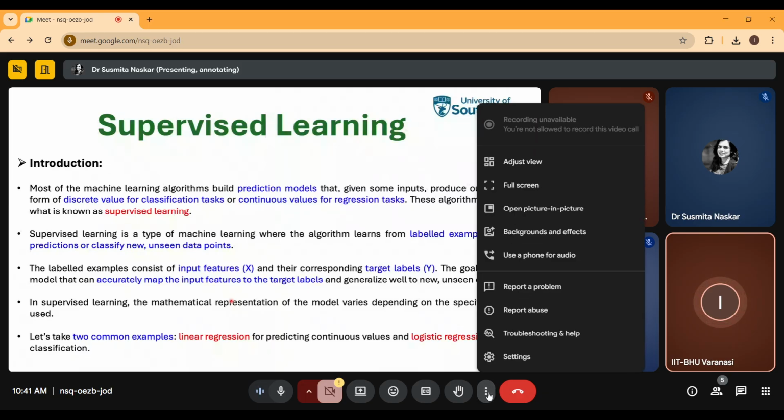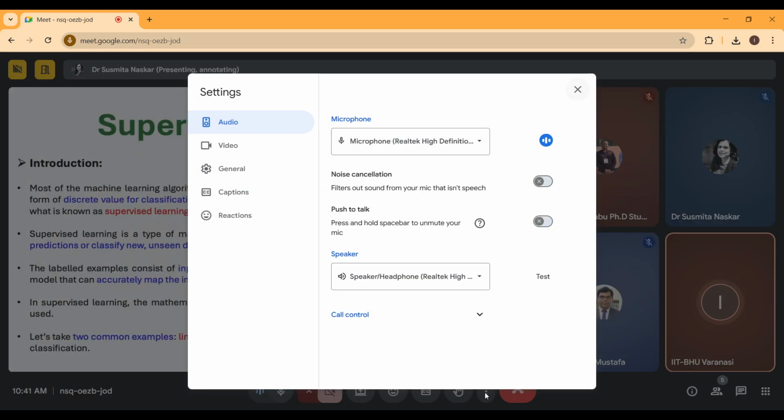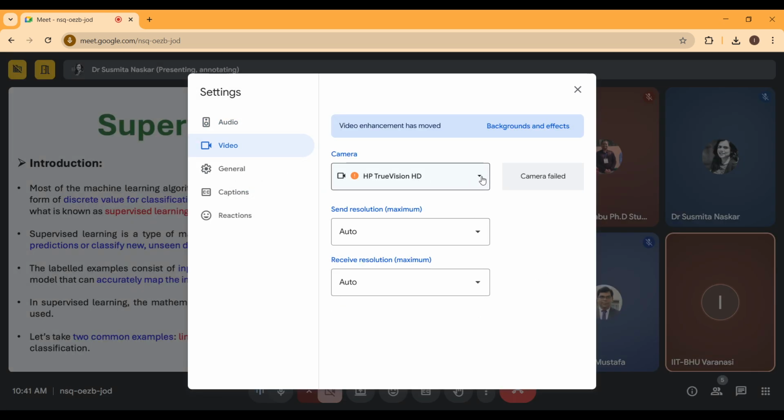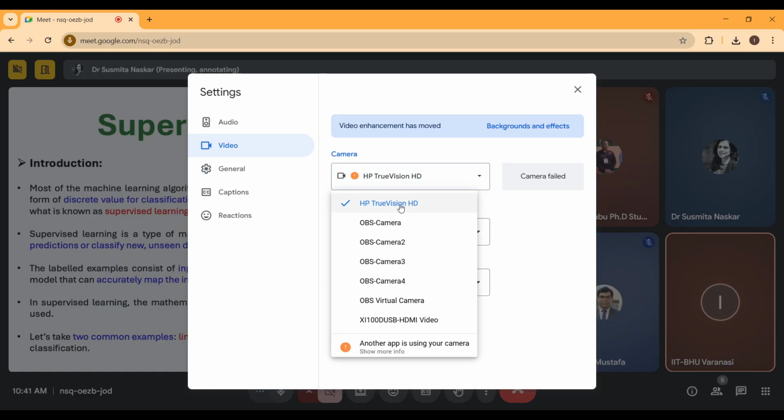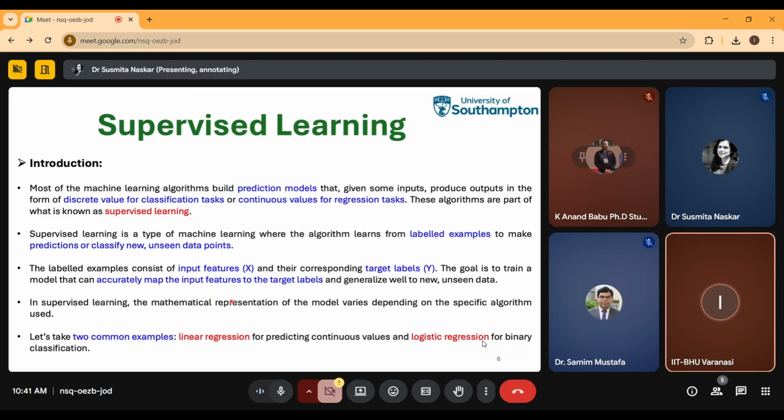We start with one of the most widely used approaches in machine learning, which is called supervised machine learning, right? Most of these machine learning algorithms create a prediction model. Given some input, these models produce some kind of output. If the output is a discrete value, then it's a classification task, and if it's a continuous value, then it becomes a regression task. Both of these tasks come under supervised learning.